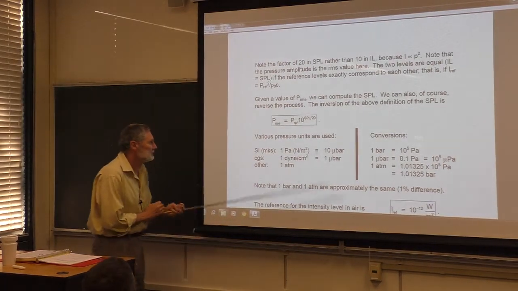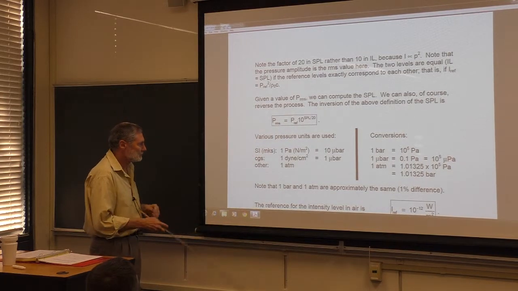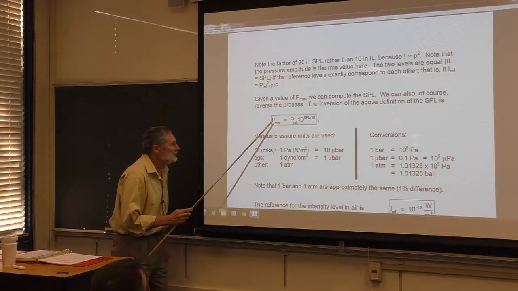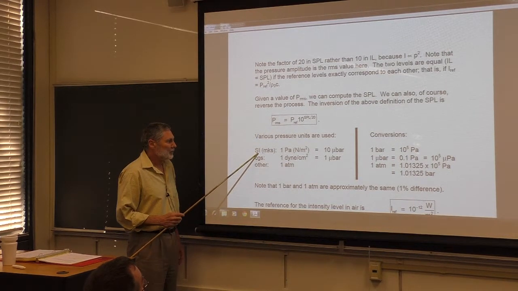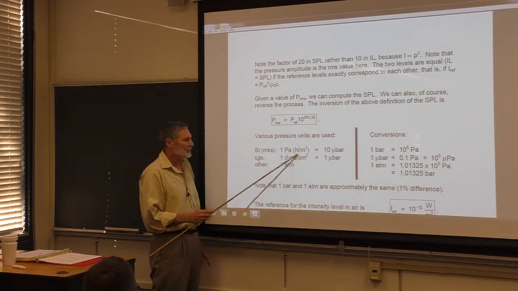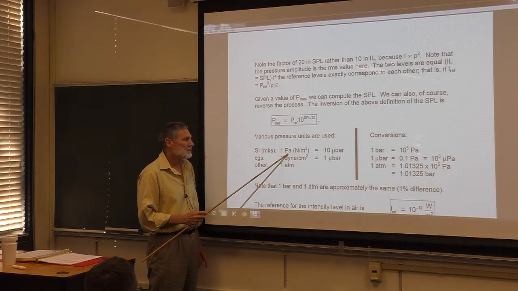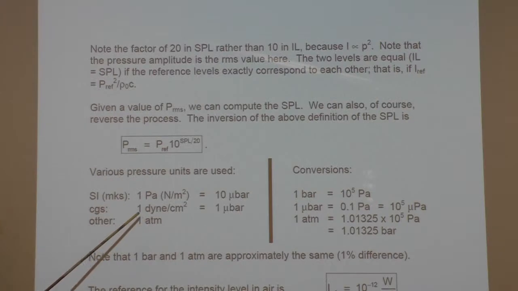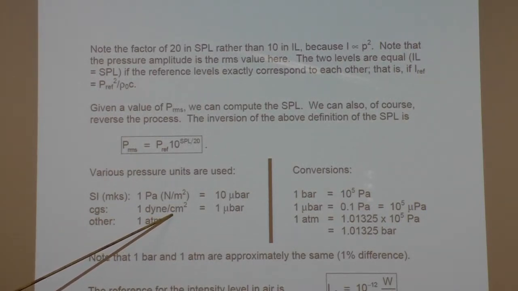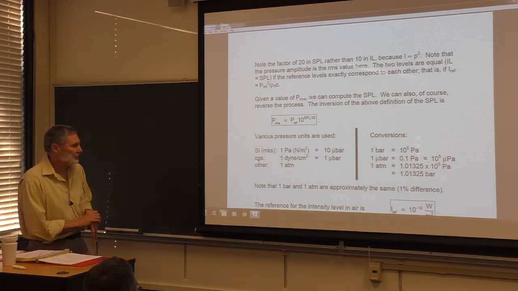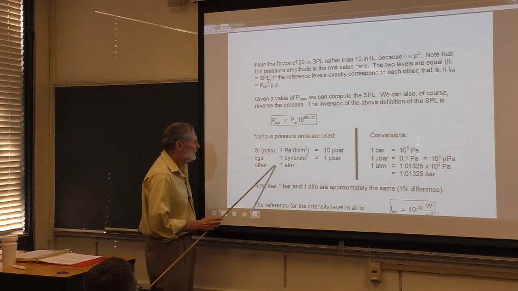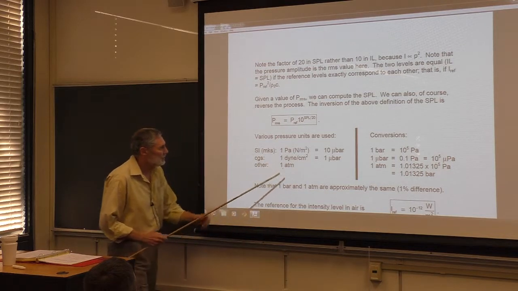We'll be using this quite a lot. And incidentally, the SI unit of pressure is a Newton per square meter. That's called a Pascal. In the CGS system, it's 1 dyne per square centimeter. Another common unit is an atmosphere, which is approximately the atmospheric pressure right now here in this room. These are the relationships between these different pressures.